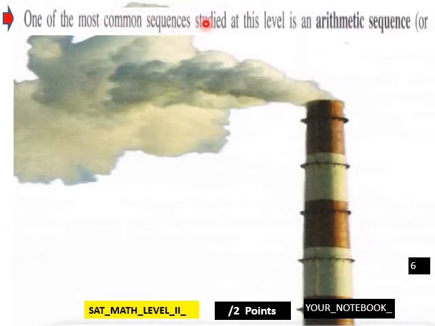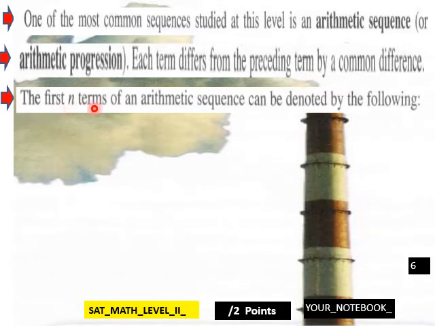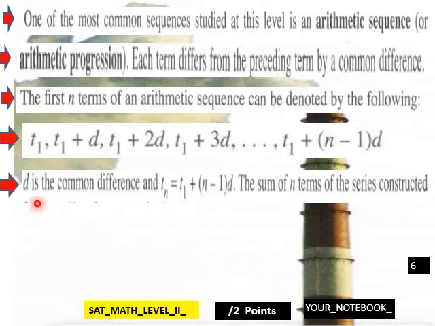One of the most common sequences studied at this level is an arithmetic sequence or an arithmetic progression. Each term differs from the preceding term by a common difference. The first n terms of an arithmetic sequence can be denoted by t1, t1 plus d, t1 plus 2d, t1 plus 3d, etc., up to t1 plus n minus 1 d. d is the common difference, and term n equals term 1 plus n minus 1 d.